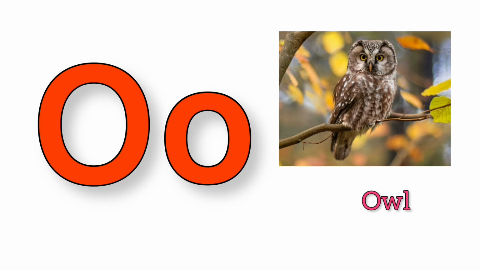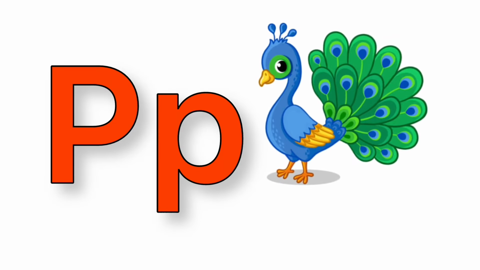O. O is for owl. That is an owl. P. P is for peacock. That is a peacock.